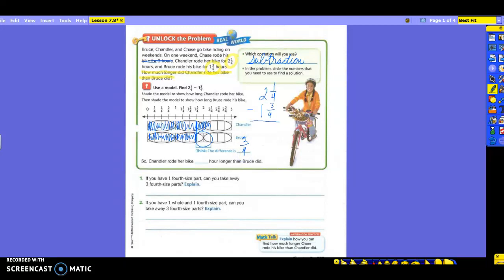So that means Chandler rode her bike 2/4. Now, is 2/4 in simplest form? What is 2/4? 1/2 hour longer than Bruce did. You can leave the 2/4 here. Let's make sure we put it in simplest form in the final answer here. Okay.